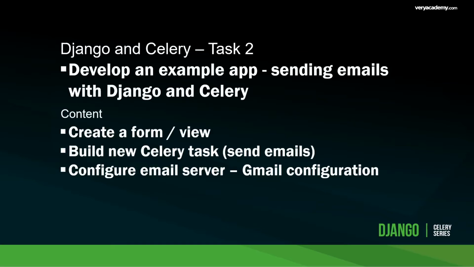So in this tutorial, we're going to configure an email server using the Gmail configuration. This is just going to be utilizing the Django built-in SMTP email backend. Of course, you can configure Celery for other email backends.